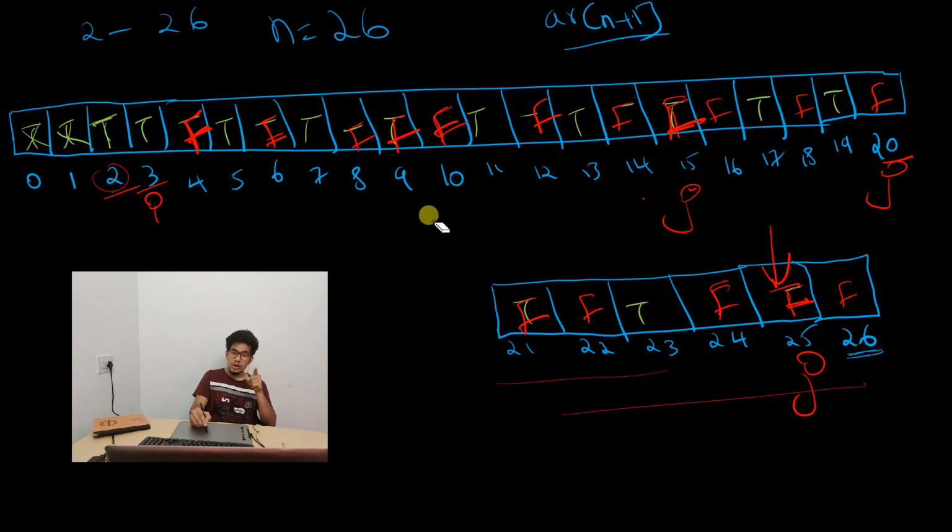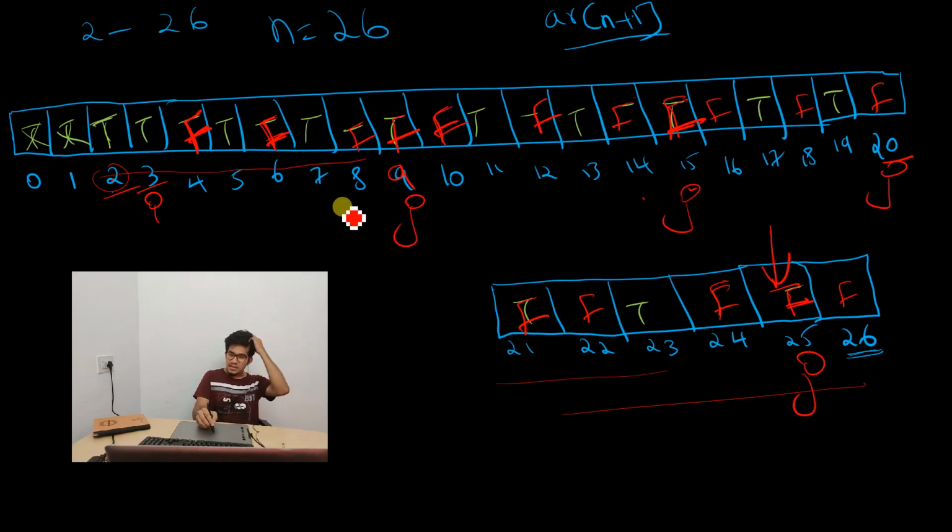But according to our previous program, J starts from 2 into I, right? But this 6 is already made false by the number 2. So don't think here it was a waste of time. So J should start from I square. Tell me, 9, was it divisible by anyone? No. Before this number, is there any number which divides 9? No. That's why it is like that. I hope it is clear.